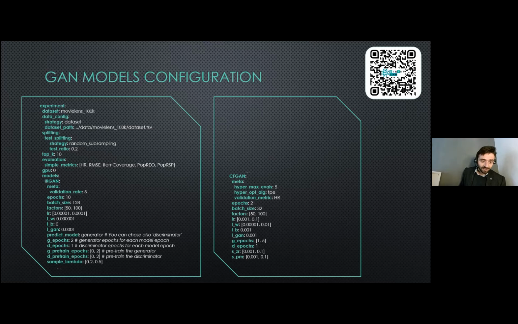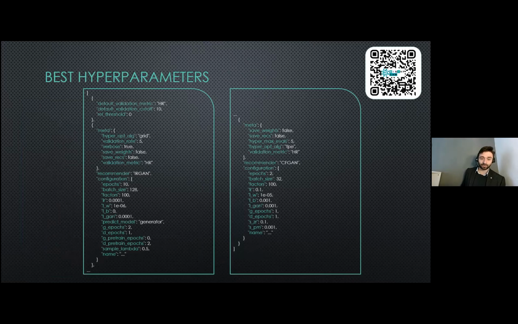If we move to the next slide, with a simple command we can run the full experiment, and at the end, in this best hyperparameter file, we can have the information of the best model for both of the models that we have trained. For instance, for IRGAN, in the setting that we have explored for the search space, not pre-training the generator but pre-training the discriminator with two epochs got the best solution, while using one epoch for the generator and one for the discriminator seems to be the best solution for CFGAN.